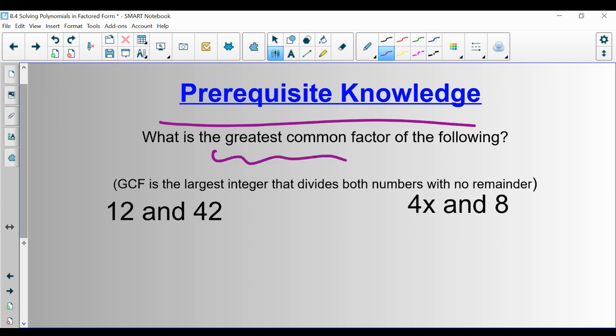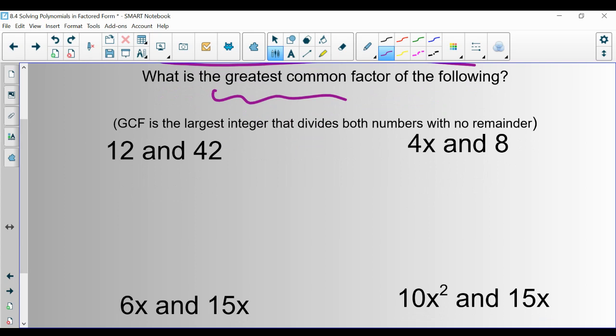So here we've got some numbers, 12 and 42. If I asked you to find out what the greatest common factor of 12 and 42 is, you should have no problem doing that because you used to do this in elementary school. But let's just talk about it. Greatest common factor means the greatest factor they have in common.